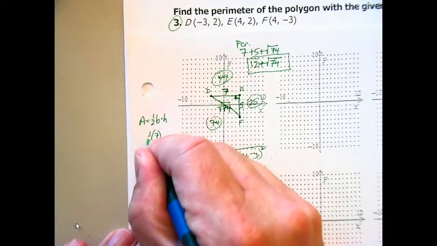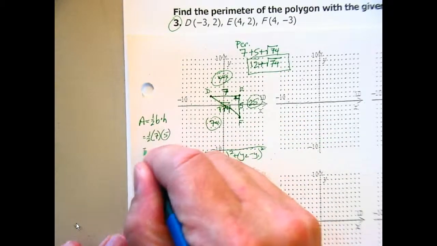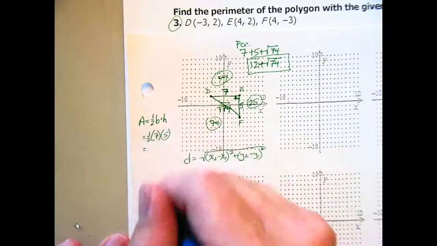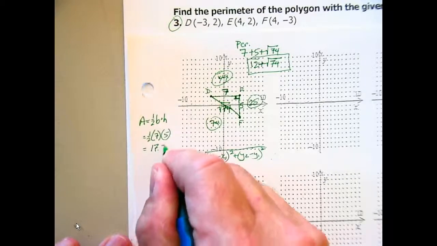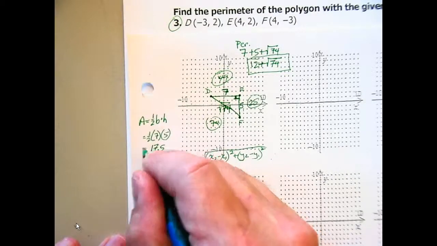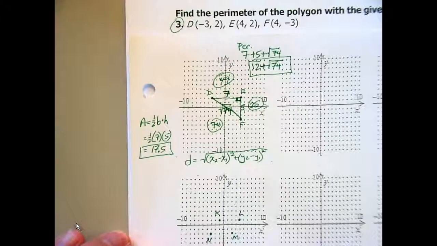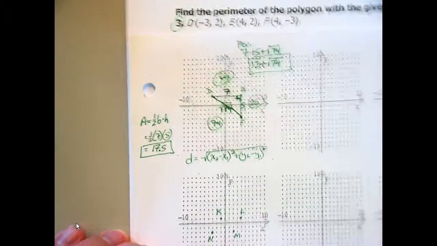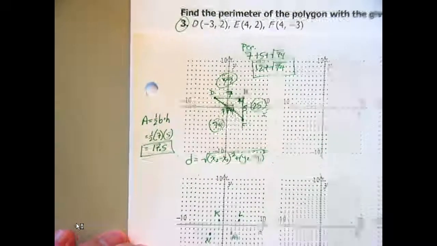So you get 1/2 of 7 times 5, or 35 divided by 2. 17.5. Good. Now you can put it in decimal form if it terminates. Terminate means the decimal ends. If it's like 0.3333333, you have to leave it in fraction form. Okay, any questions there?